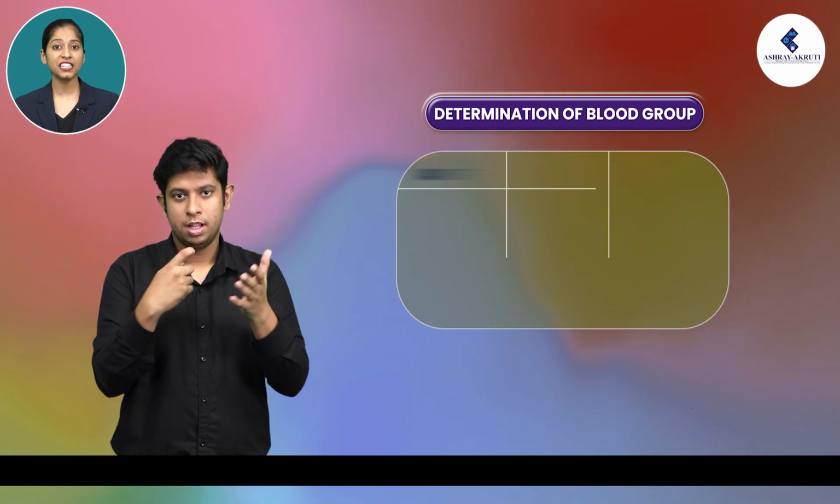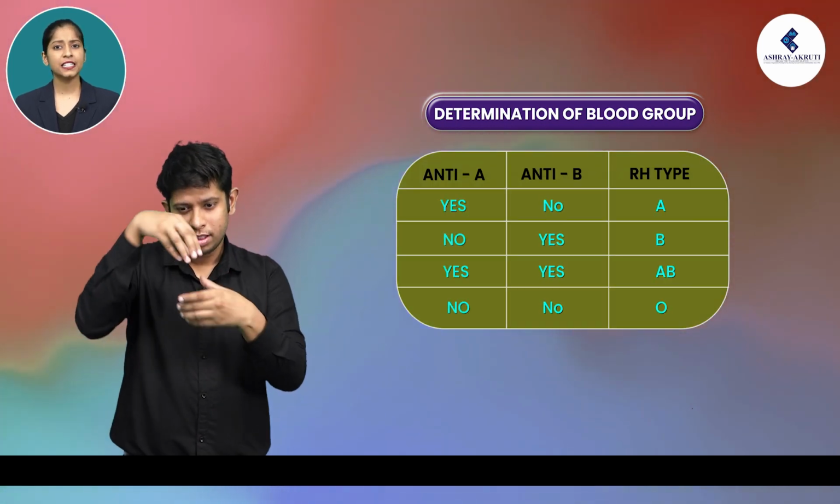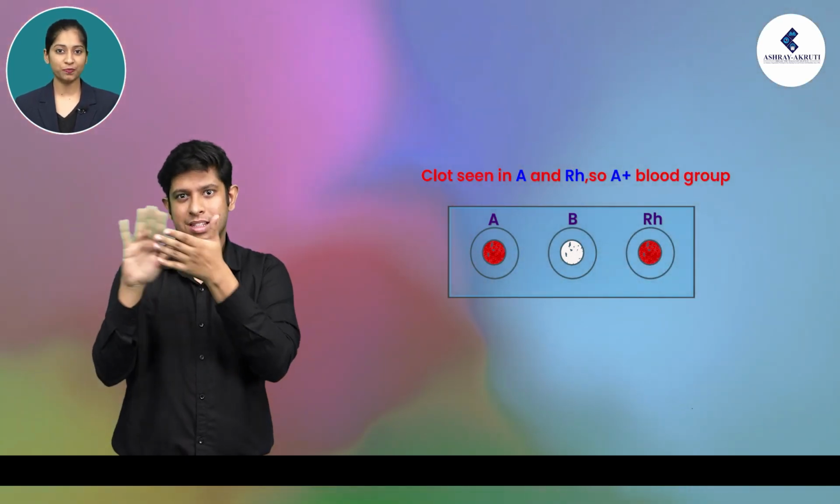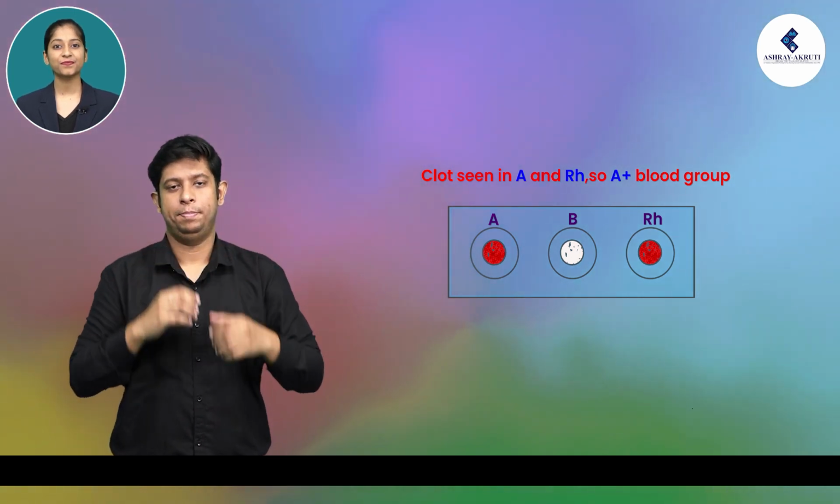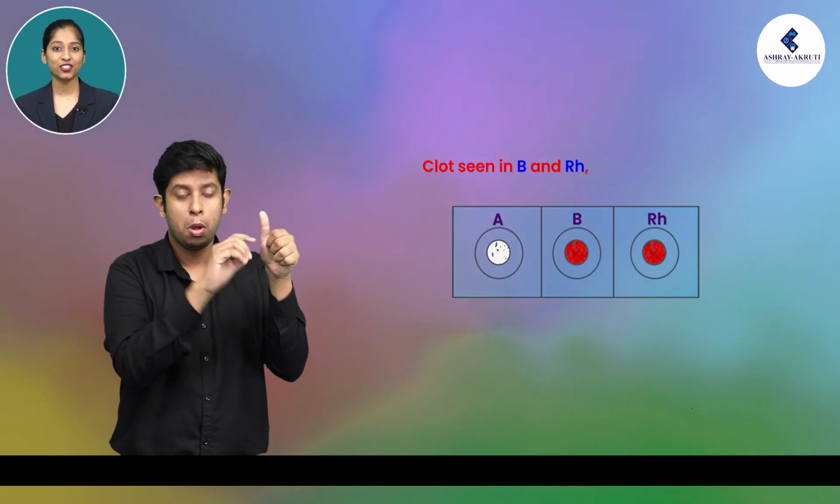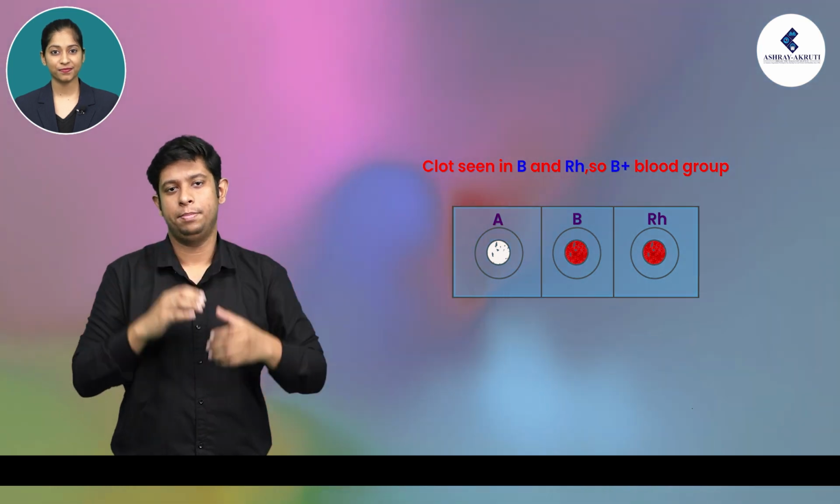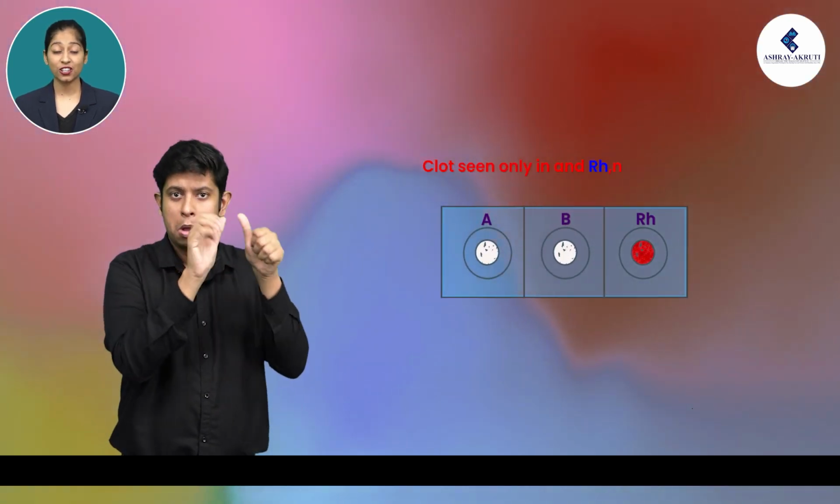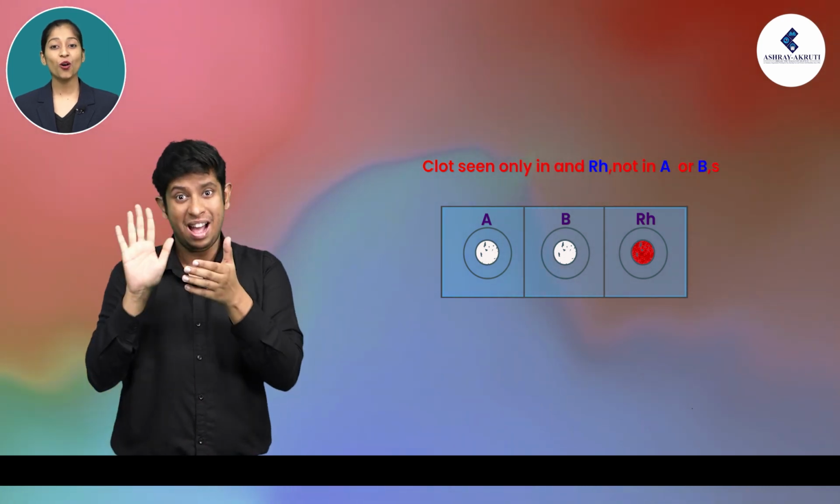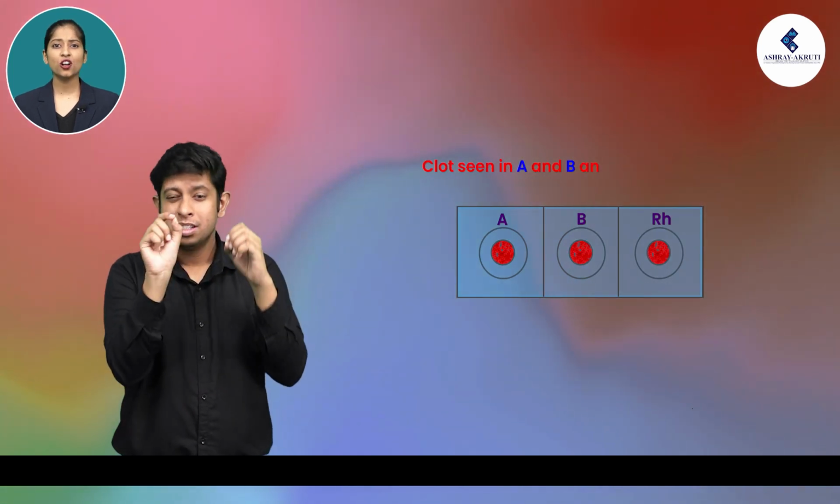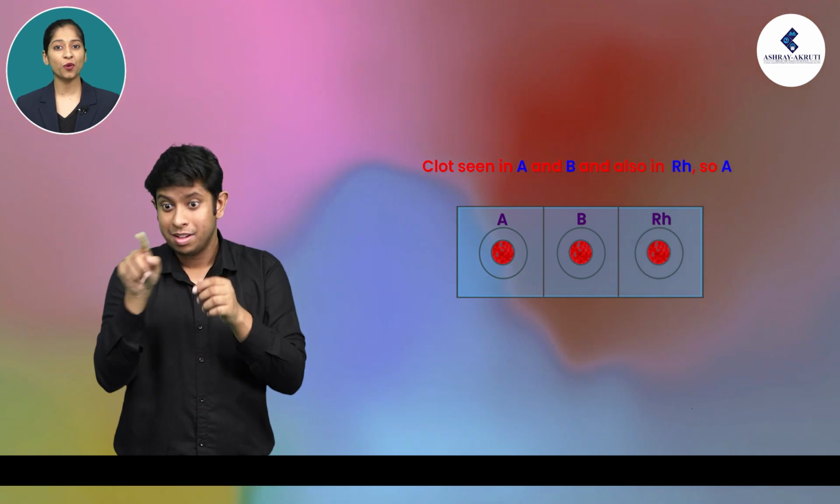A, B, Rh result and inference. Determine the blood type depending on the result. Clot seen in A and Rh. So, A positive blood group. Clot seen in B and Rh. So, B positive blood group. Clot seen only in Rh, not in A or B. So, O positive. Clot seen in A and B and also in Rh. So, AB positive.